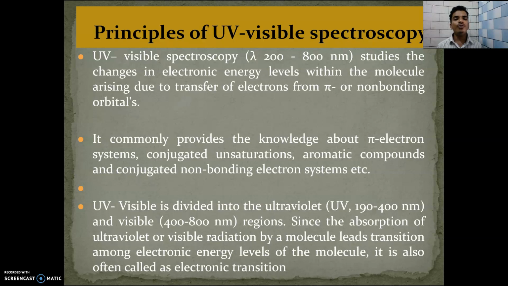It commonly provides knowledge about pi electron systems, that is, conjugated unsaturation, aromatic compounds and conjugated non-bonding electron systems. So we will come to know what happens with conjugated and unsaturated systems in interaction with UV visible spectroscopy. UV visible is divided into the ultraviolet, from 190 to 400 nanometer. If we consider it widely, we take 200, but it is from 190, and visible is the 400 to 800 nanometer region.